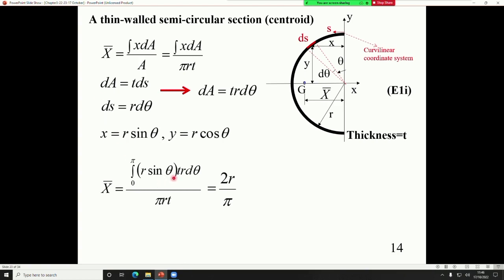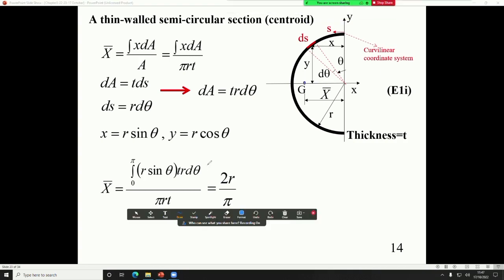dA is equal to t ds. ds is equal to r d theta. So therefore dA is equal to t r d theta. So what you see here is dA. I write it down for you here. This is equal to dA, which is this dA here. And this is equal to x.